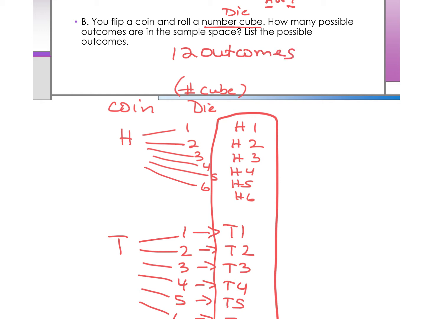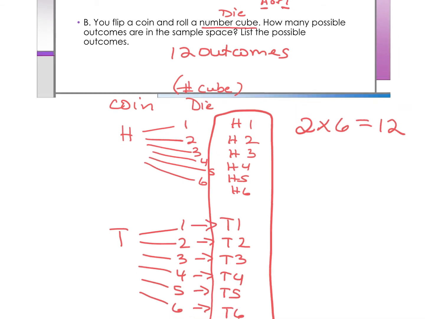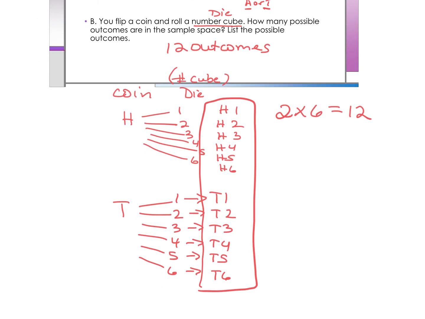Again, what they told us to do is, on the coin there are 2 outcomes. On the die there are 6. 2 times 6 is 12. So I should be able to calculate or count 12 different outcomes here. Now sometimes when you're doing probability, you're going to need to figure out all of the outcomes before you can answer the question.